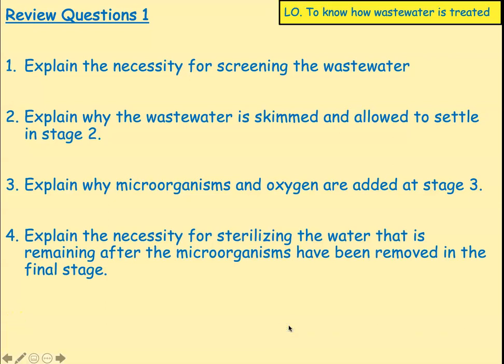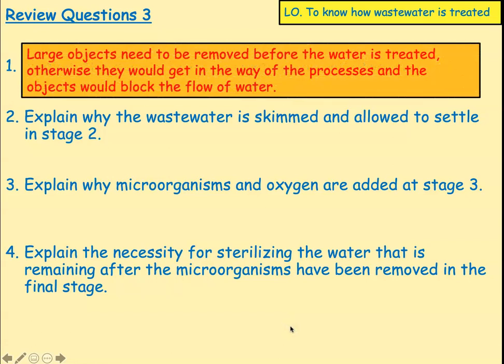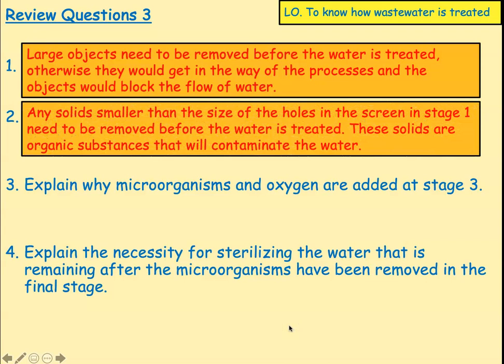Okay, so the wastewater is screened to remove large objects which would get in the way of the processes that come afterwards and block the flow of the water. The wastewater is skimmed and allowed to settle in stage 2 because any solids smaller than the size of the holes in the screen in stage 1 need to be also removed before the water is treated, and these solids are organic substances which will contaminate the water.